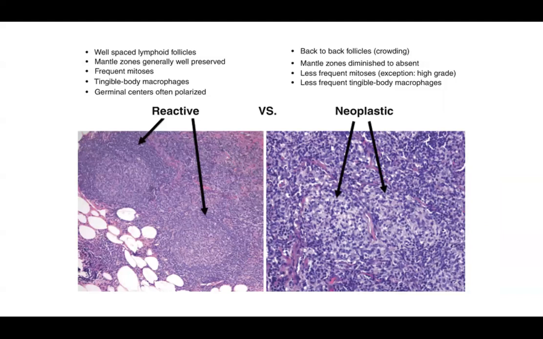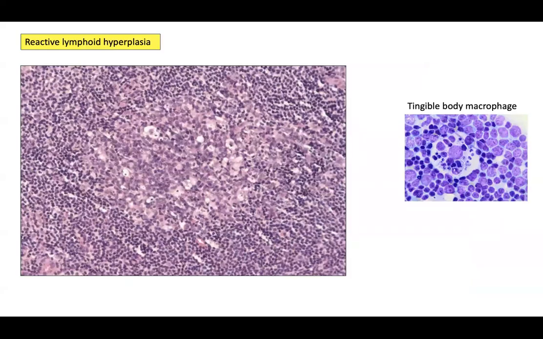The mantle zones themselves are actually diminished or even absent. And counterintuitively, you're going to see less frequent mitoses. However, in high-grade situations, you may see more. And you'll also see less frequent tangible body macrophages. Here's a snapshot of reactive lymphoid hyperplasia. You can see this kind of polarity to the lymphoid follicle. And over here to the right, you see tangible body macrophages, which are essentially large macrophages that are taking up some smaller cellular debris.